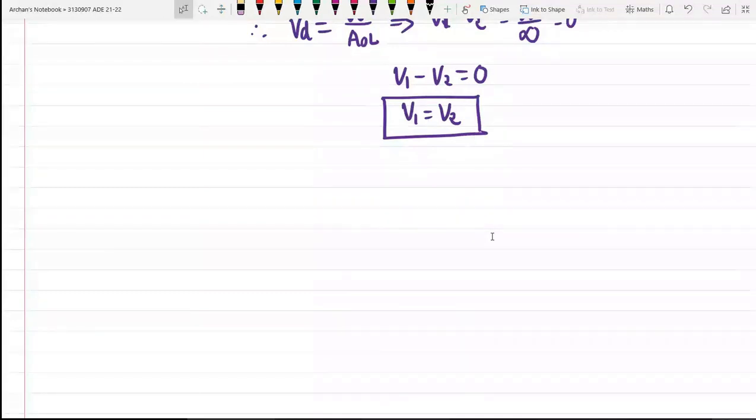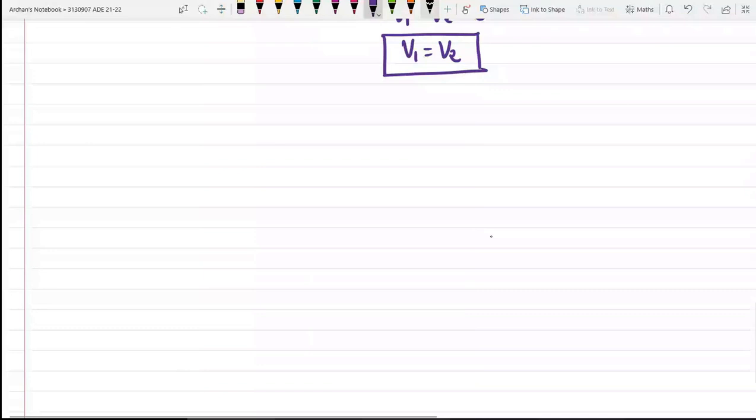Now let us try to understand this with the help of a small circuit. See, I have this input signal V1, right?